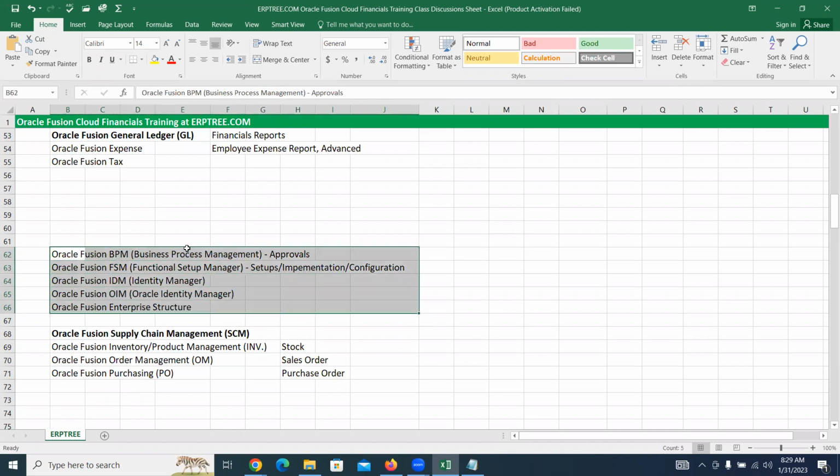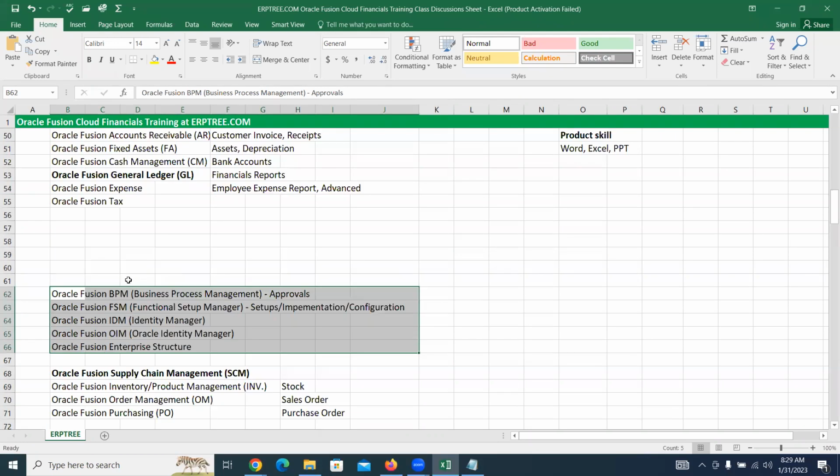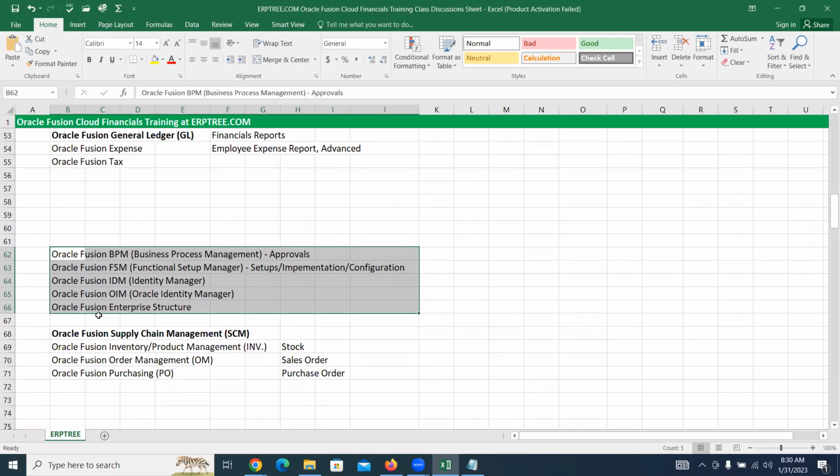Okay, these applications are very primary. With BPM, you can set up the approvals wherever required. With FSM, you can do any application-related setups. With IDM or OIM, you can manage the security, user creation, and giving permissions to the users, what they are allowed and what they are not allowed. And with enterprise structure, physically how they are doing the business, that business environment we can bring into the system environment with the enterprise concept. We are going to replicate it.